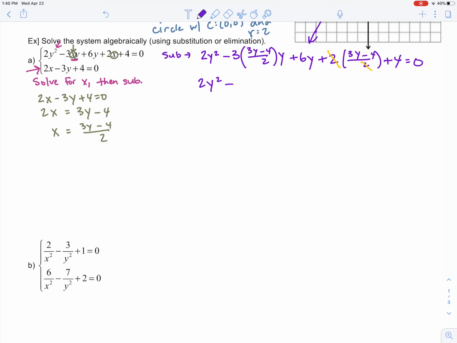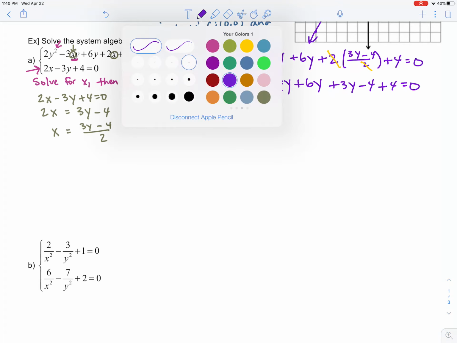So I have, actually it's a negative 3. I'm going to distribute the negative 3 halves. So it'll be minus 9y squared over 2 plus 12 over 2y. That will be a 6, so that's good. We can fix that in the next step. Plus 6y plus 3y minus 4 plus 4 equals 0.